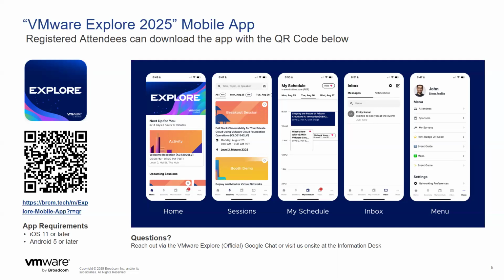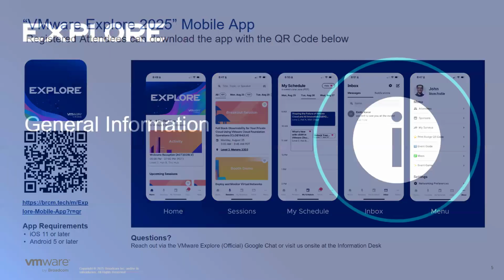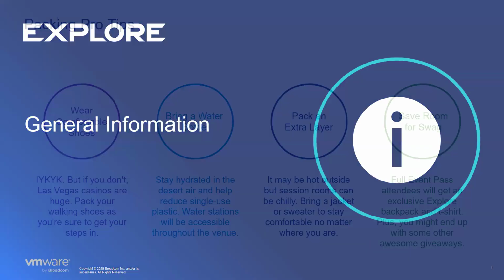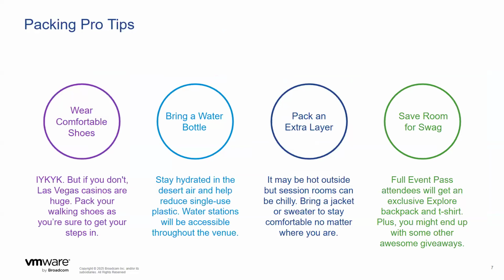Okay, moving on to our general information. We want to start off with some packing pro tips for you. You'll see here, we recommend wearing comfortable shoes. There's a lot of walking going on in Explore. We also suggest you bring a water bottle, tons of water stations to fill up, keep yourself hydrated in that desert air. But at the same time, it can be chilly in the session room, so we definitely recommend bringing an extra layer, and we recommend saving room for swag.